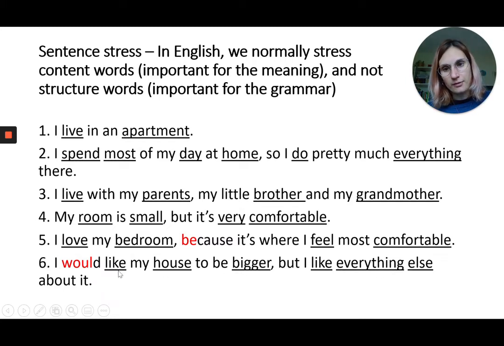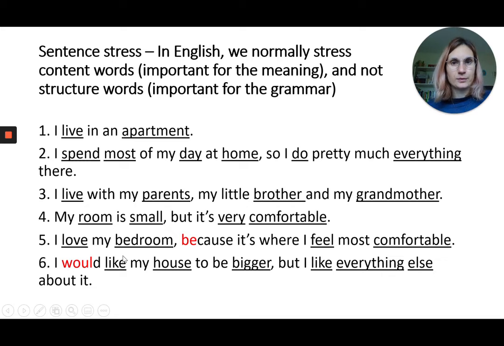So, and again, verb, house, noun, bigger, adjective, like, verb, everything else is also well pronounced because it's important for the meaning. So all these are stressed, and the little ones are not. My, to be, but I, about it.